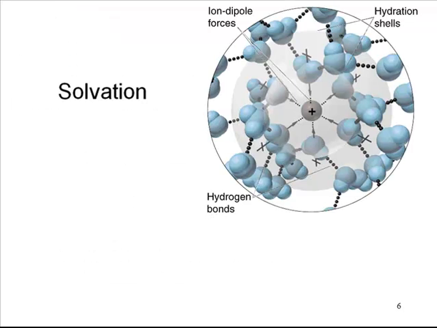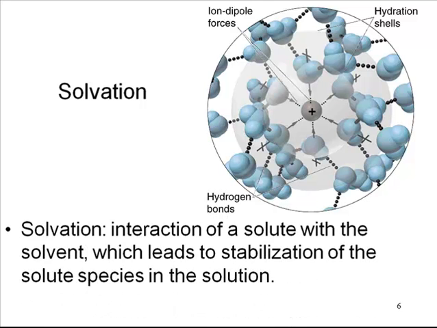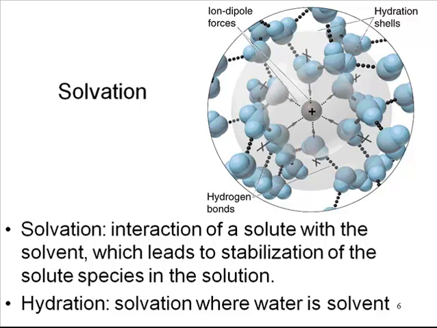Solvation is when we have, again, the positive cation here in the middle, surrounded by the negative polarity side of the water molecules. This is the interaction of the solute with the solvent, which leads to stabilization of the solute species in the solution. Hydration is when the solvation occurs where water is the solvent. So most of the time this is hydration, but you could also call it solvation if it was not water.